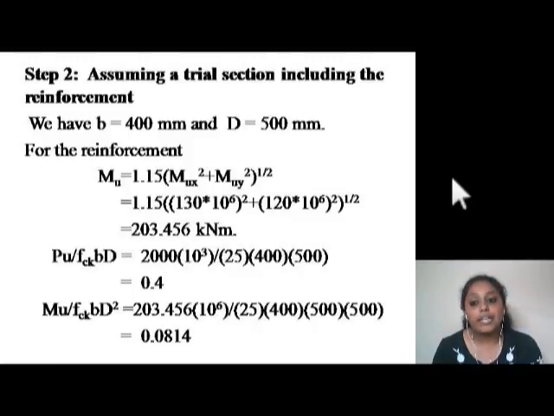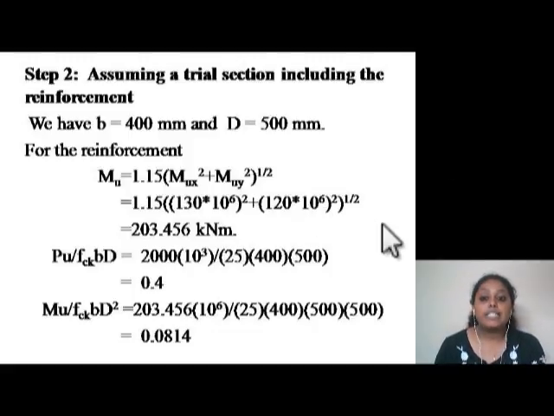After this we have to find PU by FCK BD and MU by FCK BD square. Everything is given, PU, FCK, BD and all, we just have to substitute the values. First, 2000 into 10 power 3 by 25 into 400 into 500, we will get 0.3 as PU by FCK BD. And next one is 203.556 into 10 power 6 by 25 into 400 into 500 square, that we will get as 0.0815 as MU by FCK BD square.